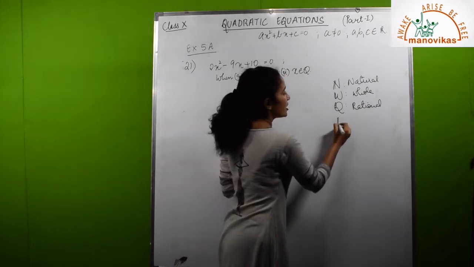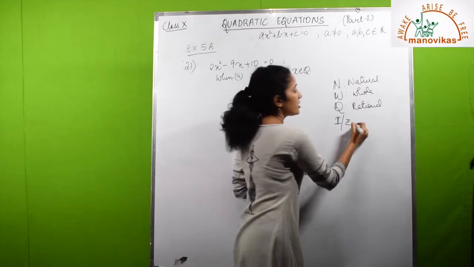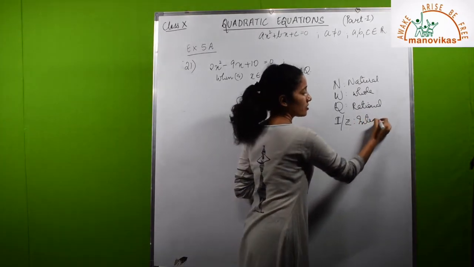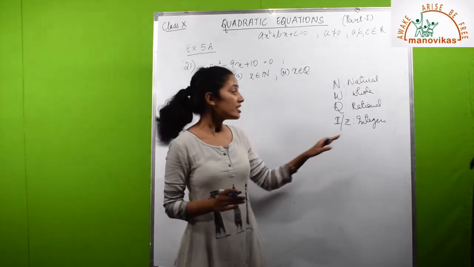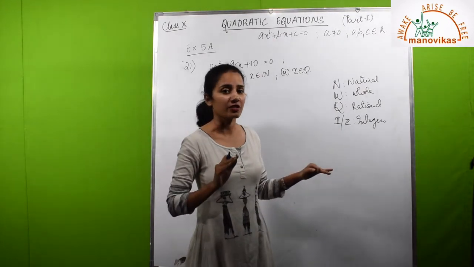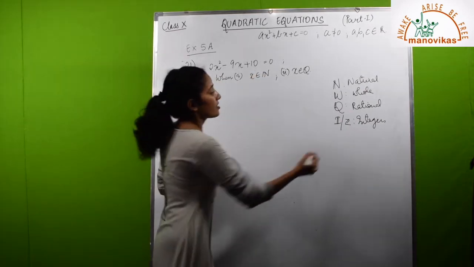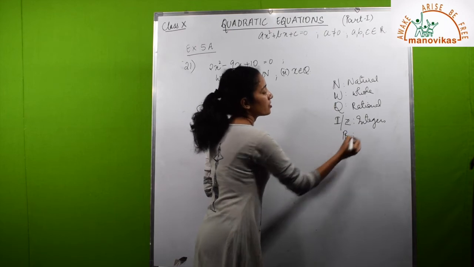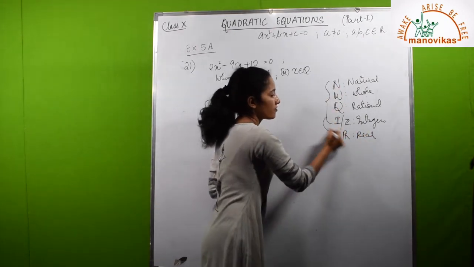and you have integers, which is denoted either by I or Z. Integers are all those numbers which are positive, negative and 0. What integers do not include are fractions. No fractions are included in integers. And the final one are the real numbers. Real numbers include all of this.